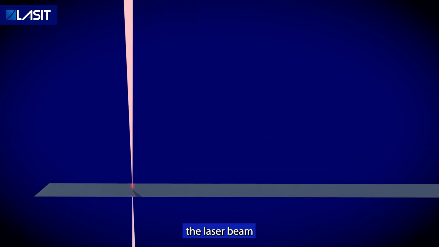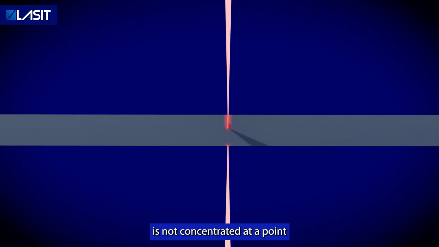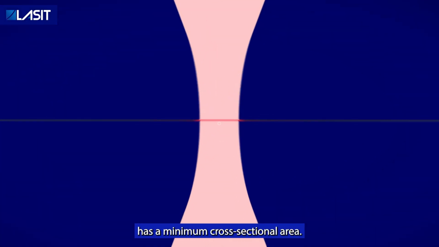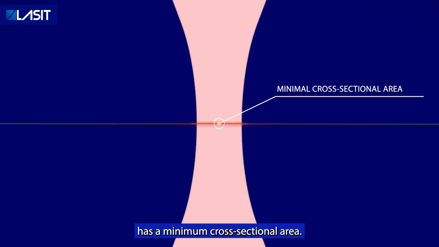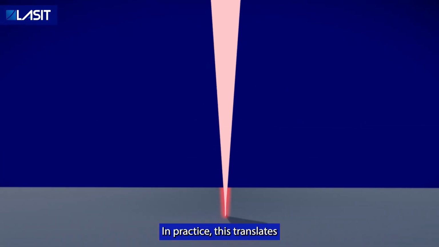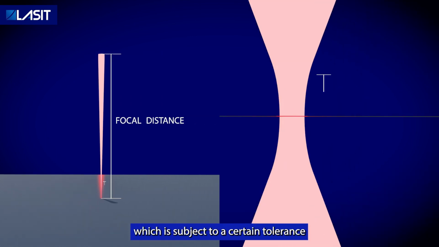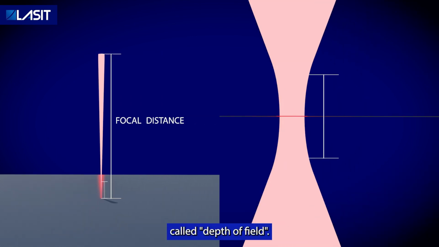In reality, the laser beam is not concentrated at a point such as the vertex of the cone, but has a zone in which the beam has a minimum cross-sectional area. In practice, this translates into a focal distance, or working distance of the laser, which is subject to a certain tolerance, called the depth of field.